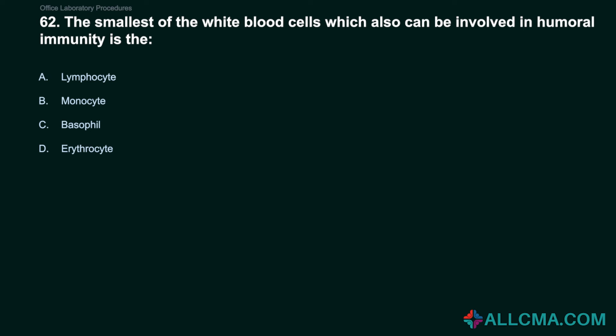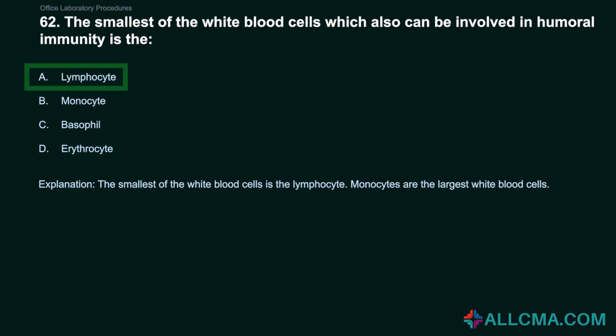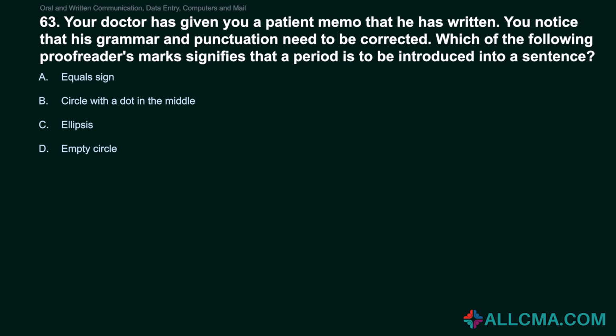A. Lymphocyte. B. Monocyte. C. Basophil. D. Erythrocyte. Correct answer, A. Lymphocyte. The smallest of the white blood cells is the lymphocyte. Monocytes are the largest white blood cells.